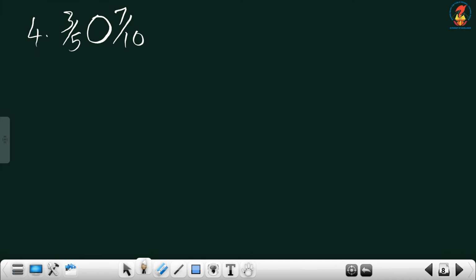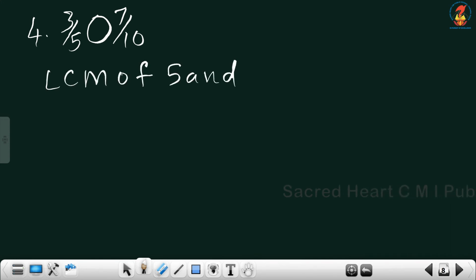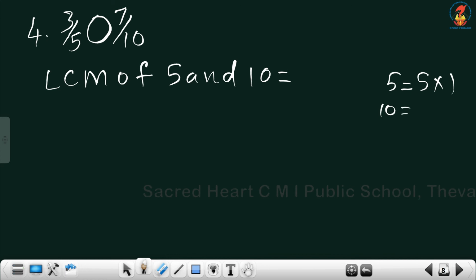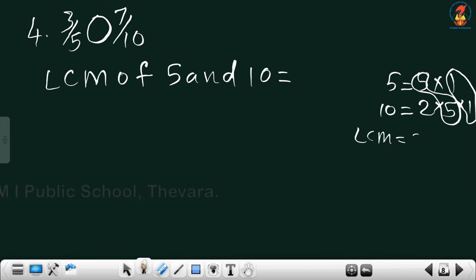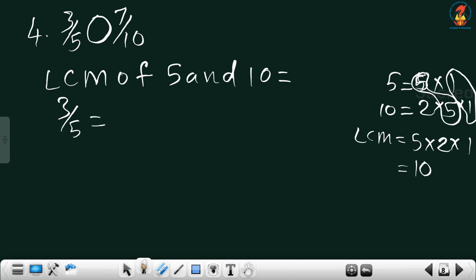Okay. Then the next one, 3 by 5 and 7 by 10, right? And what is the LCM of 5 and 10? 5 equals 5 into 1. 10 equals 2 into 5. And the common factors are 5 and 1, right? Okay. And the LCM is 5 into 2 into 1. That is 10. Is it clear, children? Okay. And after that I need to change each and every fraction into the LCM.